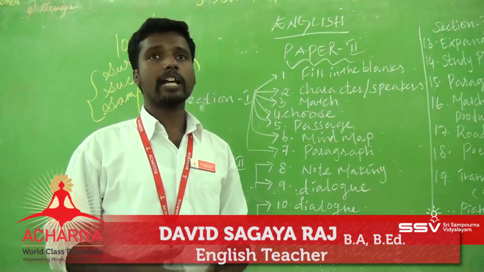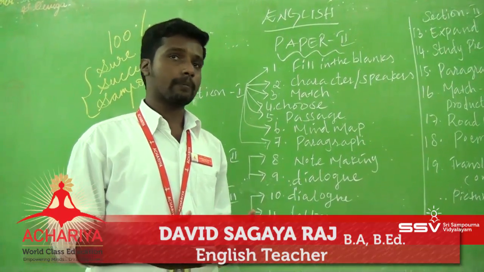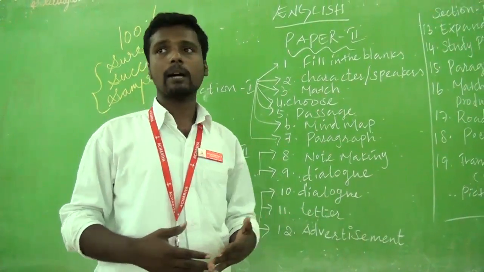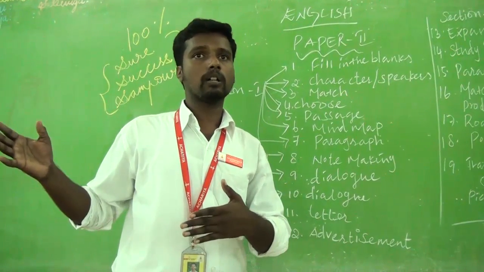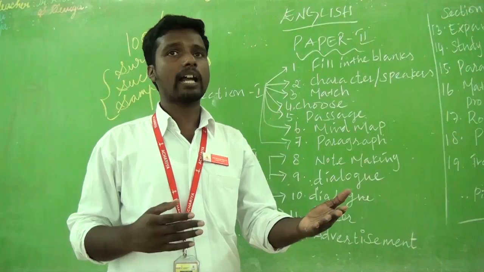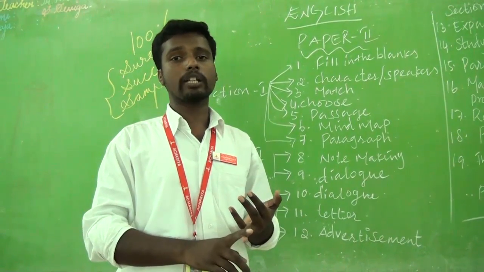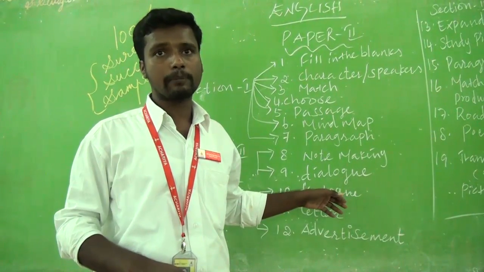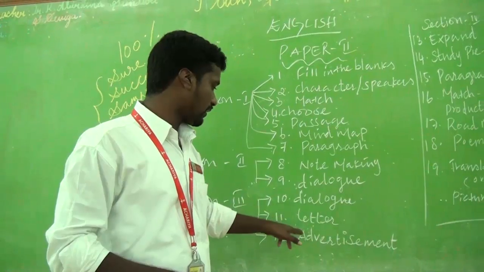And especially this time we can expect the current issues, what happened in Chennai and Kanchipuram, like the rain disaster we had. So they can ask questions like that, or they can also ask about road damage. So this is what you can expect from letter writing this time.